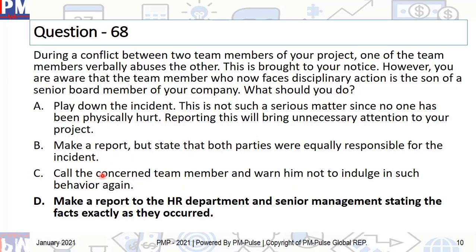And then we talk about C, call the concerned team member and warn him not to indulge in some behavior. Well, you need to understand that this person has committed something which is against the rule book of your organization, and he is supposed to face disciplinary action. So you must make sure that you do the right thing and follow the process of the company. And the best answer therefore is D, make a report to the HR department and the senior management stating the facts exactly as they occurred.